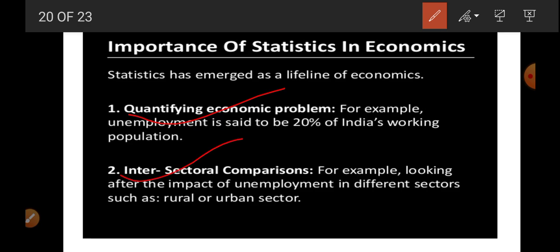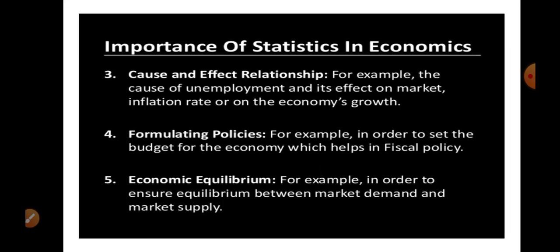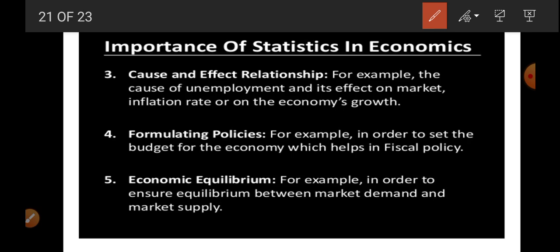Next is intersectoral comparison. Intersectoral comparison is related to comparison between rural, urban, primary sector, tertiary sector, manufacturing sector. Here is one example: looking at the impact of unemployment in different sectors like rural and urban. Like in COVID, there was a lockdown. Where did we find more unemployment, in rural areas or in urban areas? This is intersectoral comparison. Now, next is the cause and effect relationship. If there is unemployment, why? What are the reasons behind it? It explains those things.